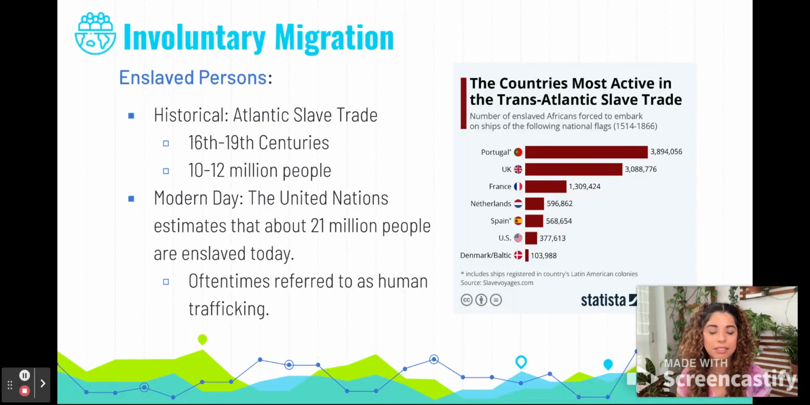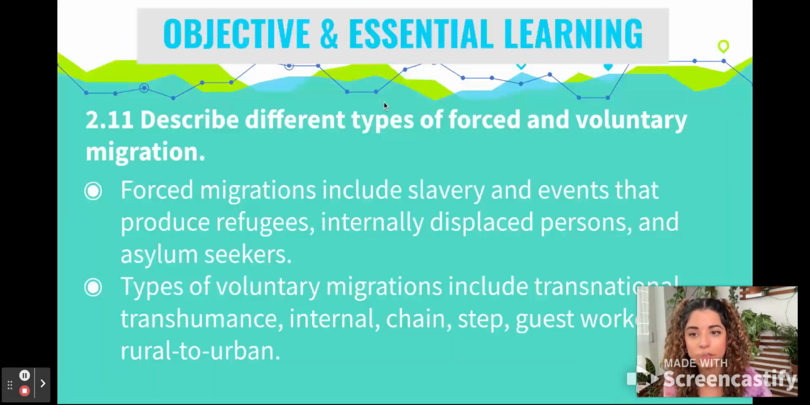A lot of times you might hear the term human trafficking. That's talking about enslaved people. So we see this in a lot of different ways, in a lot of different forms. So this is absolutely probably the epitome of involuntary migration. And that is it for 2.1.